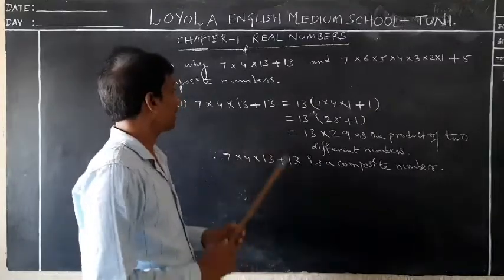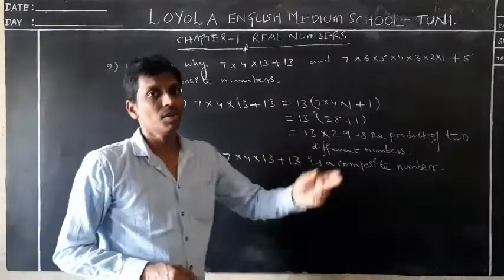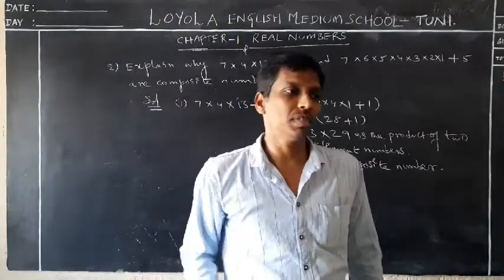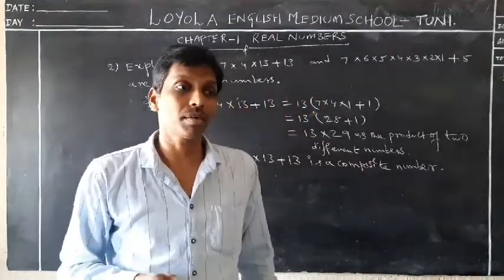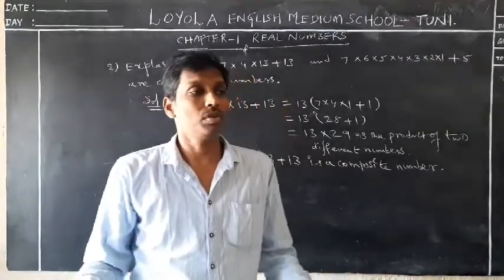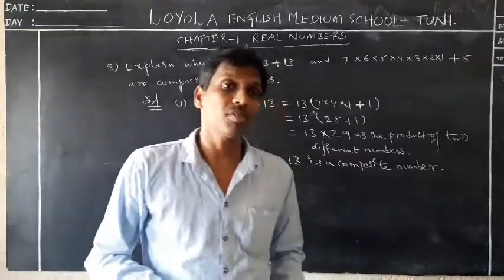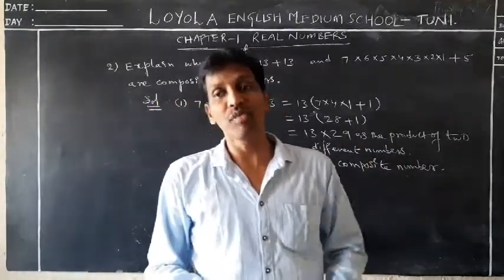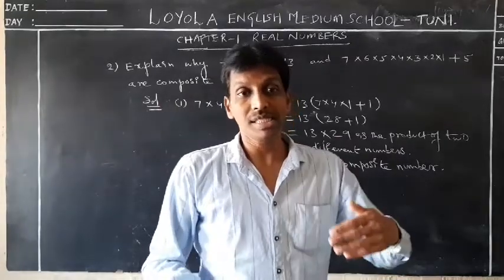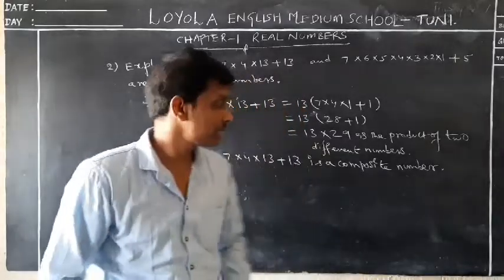See, for example, what I would like to say is 3 is a prime number, 7 is a prime number. Can we expect the product is also a prime number? No, because 21 is not a prime number. It is a composite number. Why? Because it has two factors. It is the product of two different numbers, that is 3 and 7.